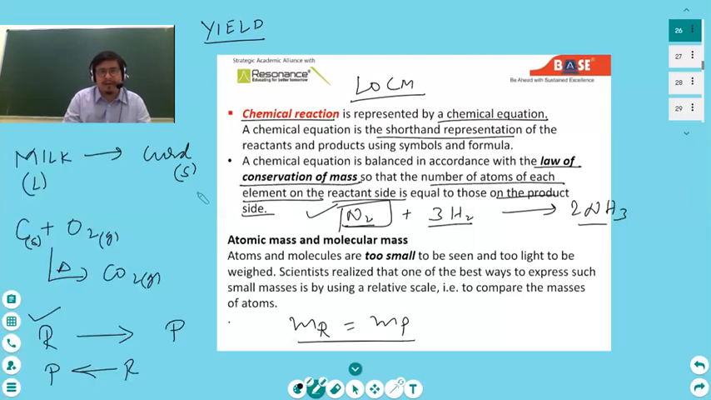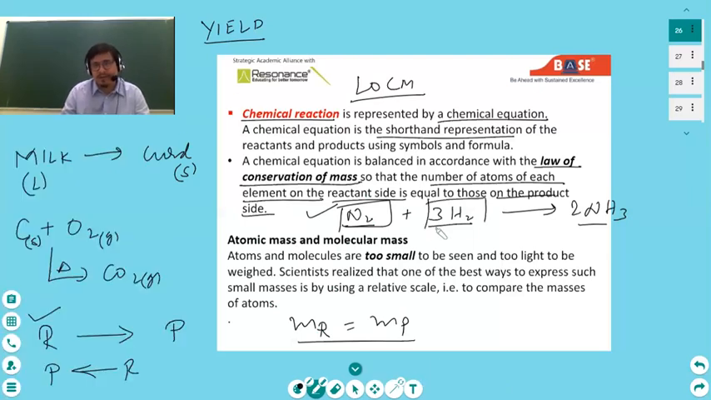So here, 2 reactant hydrogen atoms, here 6 hydrogen atoms, here 2 nitrogen, and when you multiply, 6 hydrogen atoms. This is the balancing which you get here.